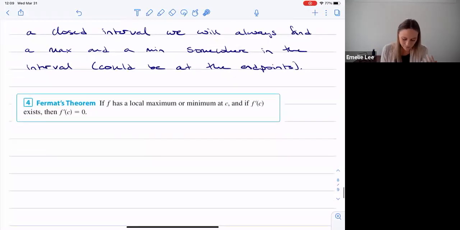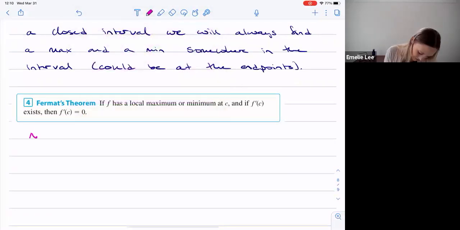But anyways, Fermat's theorem says that if f has a local maximum or minimum at c, so at some point, so if there is a maximum or minimum, and if the derivative exists, then the derivative must be equal to 0. This does not work the other way around, right? It only works to say that if you have a local max or min, and the derivative exists, then the derivative at that point must be 0, right?